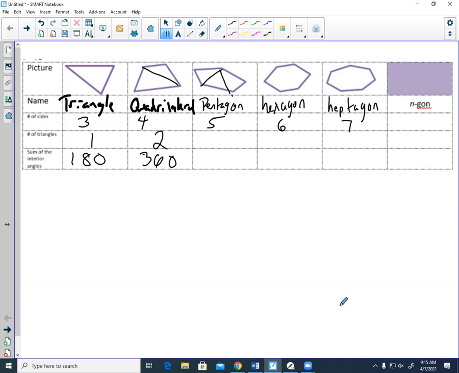So how many triangles are there in a pentagon? 3. Now there's 180 degrees inside each of those, right? So 180 plus 180 plus 180 is 540. So there's 540 degrees inside of the pentagon.